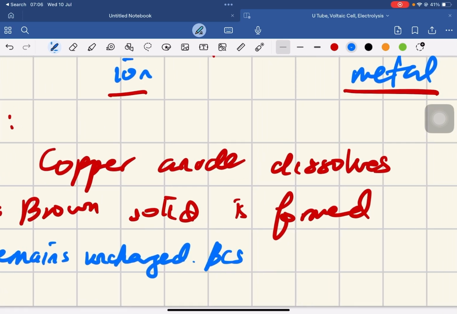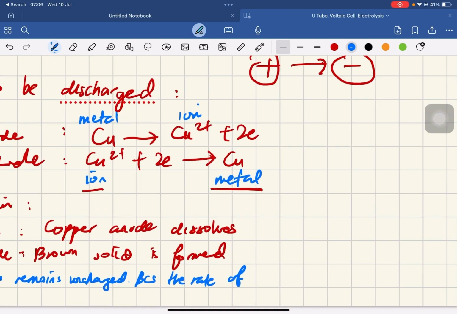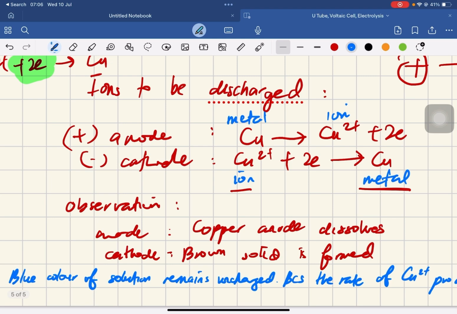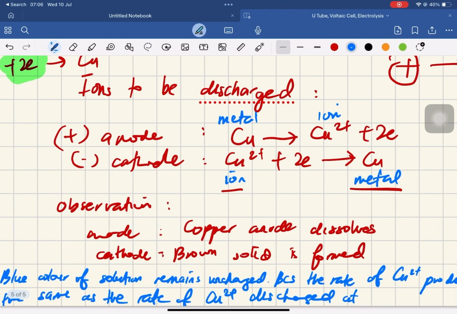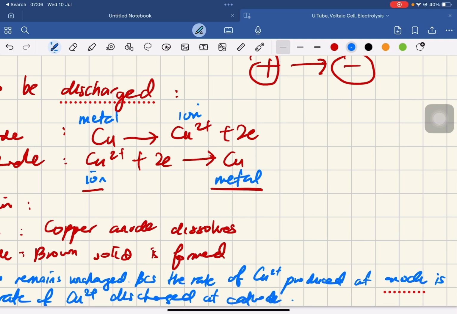Because the rate of copper 2 plus produced at the anode is the same as the rate of copper 2 plus discharged at the cathode, hence the concentration of copper ion in the solution does not change. Same here.